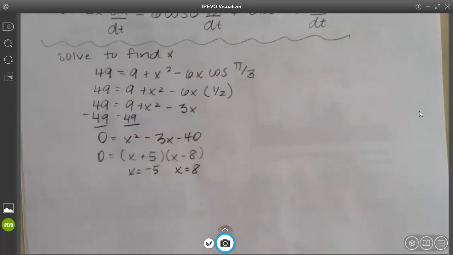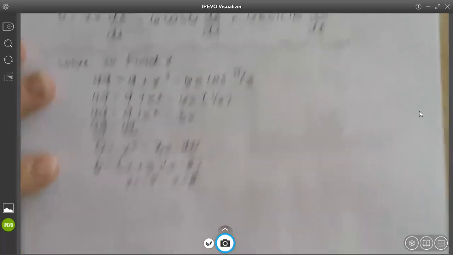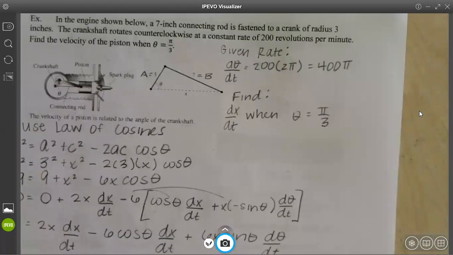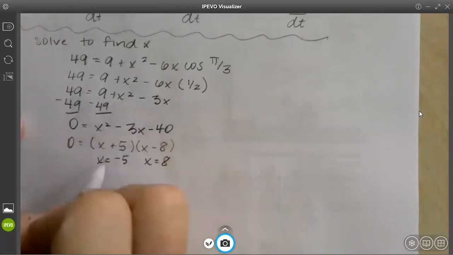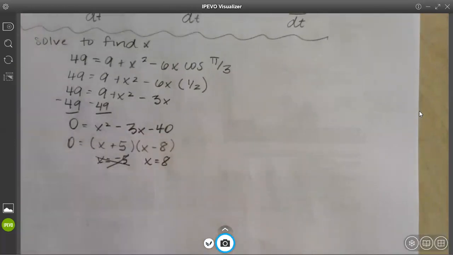What did x represent? Where was x at? It's the side of the triangle, right? So it's a measurement. So can I have a negative 5 measurement? No, so we're not using that one. We're using that x is 8.